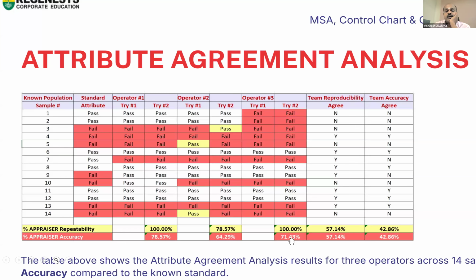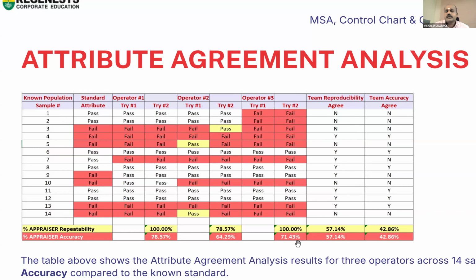But operator 2, 64. Operator 3, 71. And see here, all the operators lag in terms of accuracy. You need to train them. And who is least accurate? Operator 2. Then operator 3. Of course, operator 1 also needs to be trained. And similarly, reproducibility is contributed mostly by operators 2 and 3. If you could standardize the measuring procedure, the reproducibility will improve, repeatability will improve, and finally the accuracy will also improve.